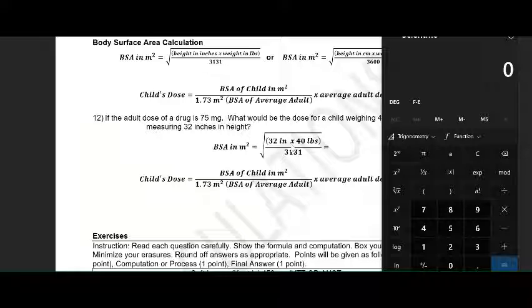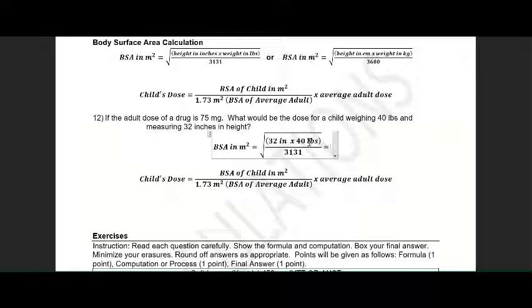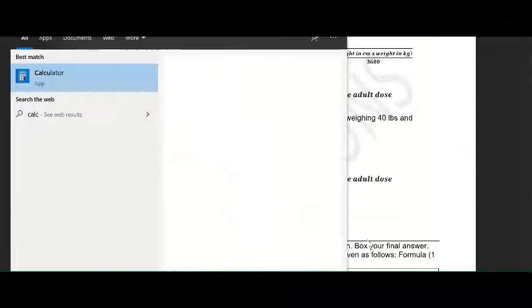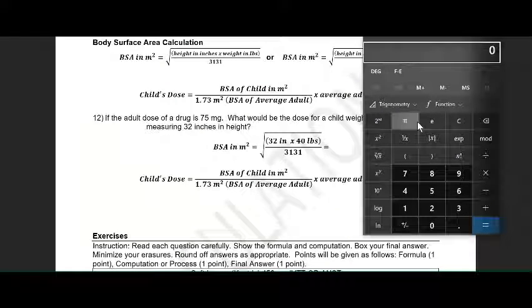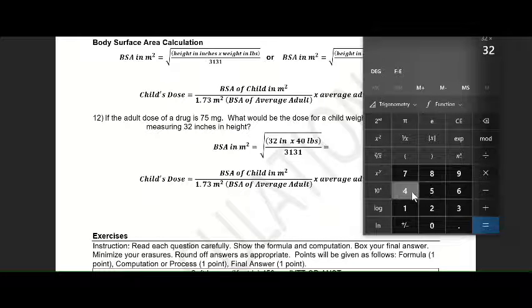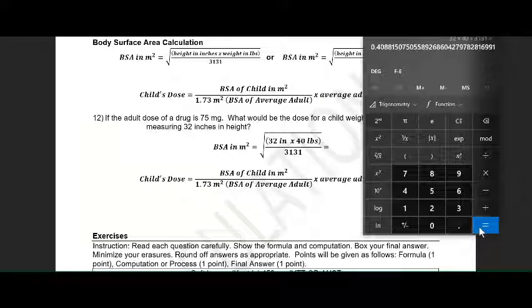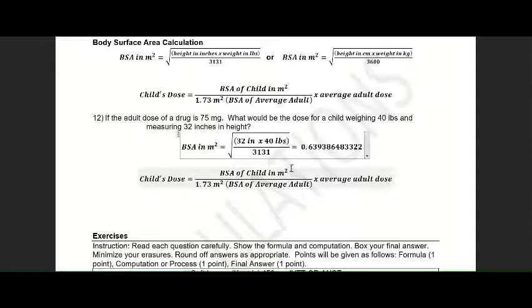Trying to solve for this one, we know that the height is 32 inches, and the weight is 40 pounds. And 3131 is a constant. So let's try to figure it out. Allow me to pull out my calculator. So 32 times 40 divided by 3131. The square root of that value is 0.639. Let's copy some significant values there. That will be the answer, and that is our BSA in meters squared.